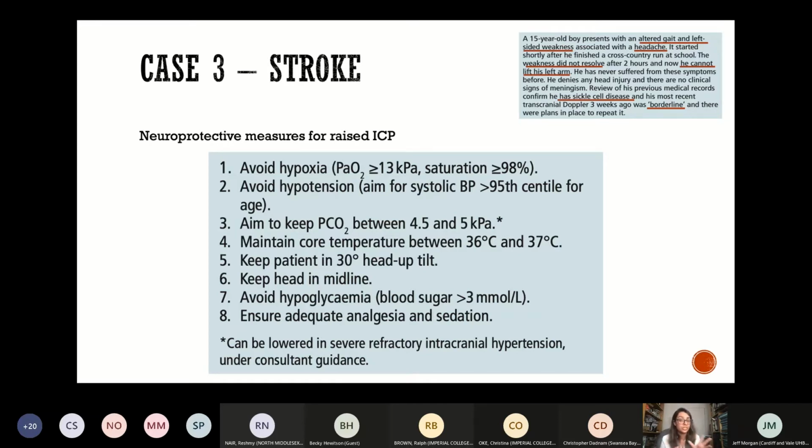So you want to avoid hypoxia, try and keep their PaO2 above 13 and their saturations above 98. You want to try avoid any sort of hypotension, so aim for their BP to be above the 95th centile for their age. Keep their CO2 levels down, try and maintain their core temperature between 36 to 37 degrees. When they're in the bed, keep them head tilt up at about a 30-degree angle and keep the head in the midline. Make sure you do a blood sugar and avoid any sort of hypoglycemia, to try and keep the blood sugar above 3. And again, as with any other of these cases, make sure they've got adequate analgesia and also sedation in this case as well.